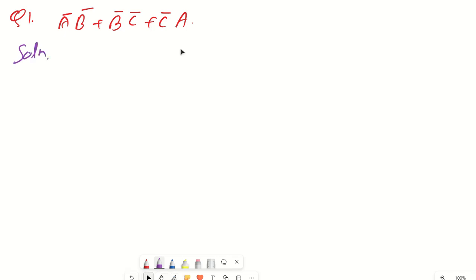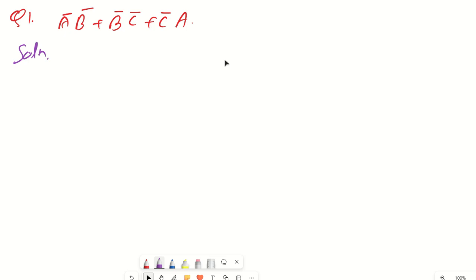Question 1 was asked in GATE last year: A bar B bar plus B bar C bar plus C bar A bar. So the simplified value will be what? I am not giving you options, I just want to solve more questions. That's the reason we'll try to solve it very quickly. So how does it look like?